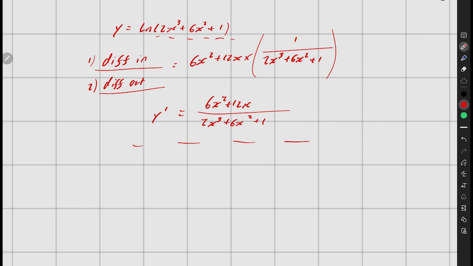And let's end the video with y equals ln of cos of 2x squared plus 1. Now this is getting a little more complicated, but we're going to follow the same rules.